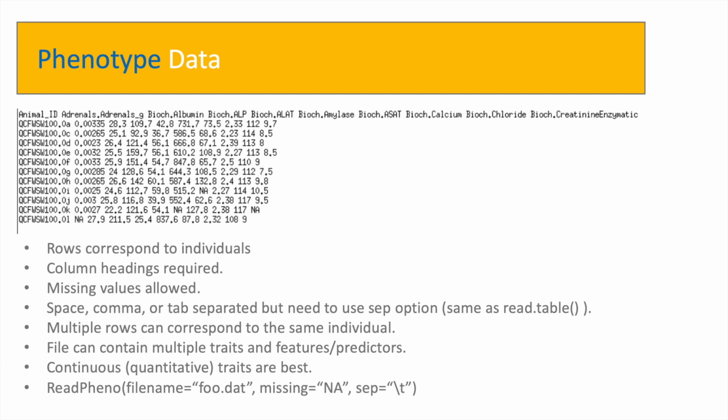You use the read pheno function. You specify the name of the file, which in this example is called foo.dat. You need to specify what the missing code is, which in this case is NA. And if you have a space separated file, you don't need to worry about the sep option, because by default, Eagle assumes you have space separated data. But if you do have comma or tab separators, you do need to use this sep option. In this particular example, I'm just giving you an illustration of what the function call would look like if you're using tab separated data.